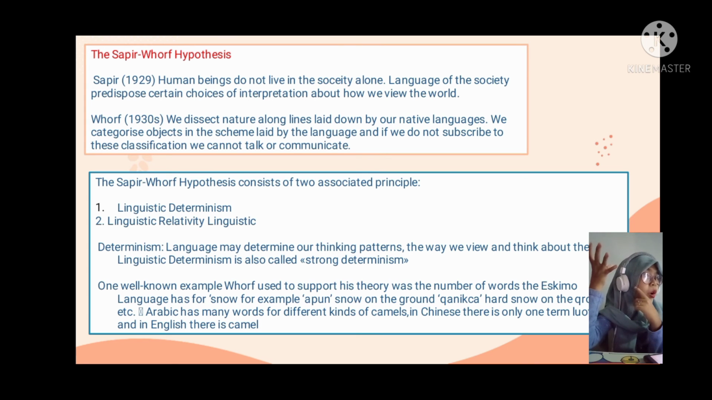And also for the Arabian, we know camel as unta, right? But in Arabic, they have many words to describe the kinds of camel. And in Chinese, there is only one term, luotuo, and in English, there is only camel.